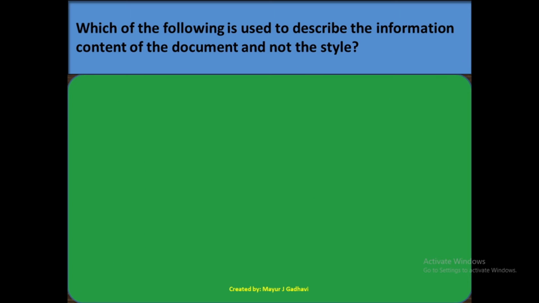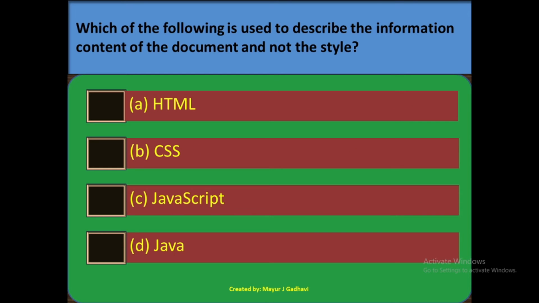The next question, which of the following is used to describe the information content of the document and not the style? Well, the options are HTML, CSS, JavaScript, Java. Just information and not the style, that is HTML.